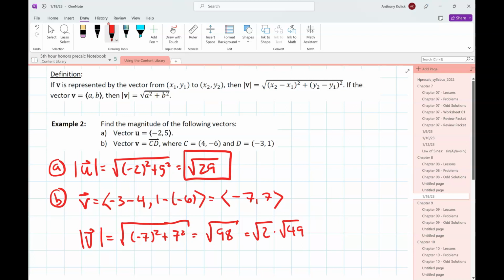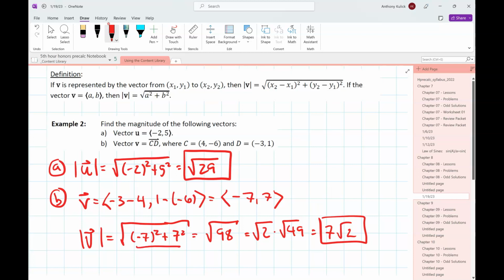98 is 49 times 2. The square root of 49 we know is 7. So the best answer would be 7 root 2. So again, you're just looking for perfect squares when you're simplifying. Is it divisible by 2, or divisible by 4, by 9, by 16, 25, 36, 49, bingo.